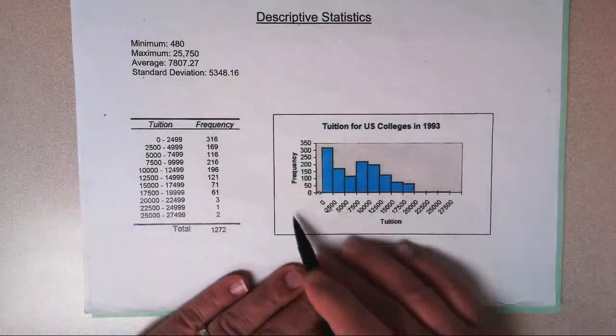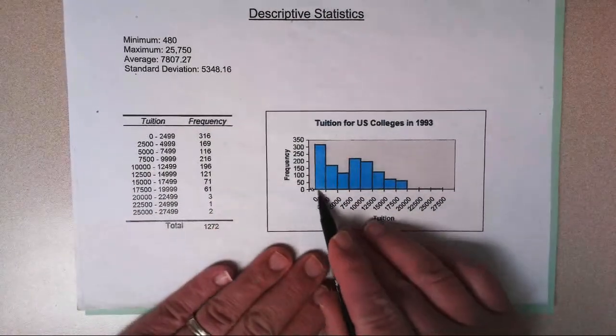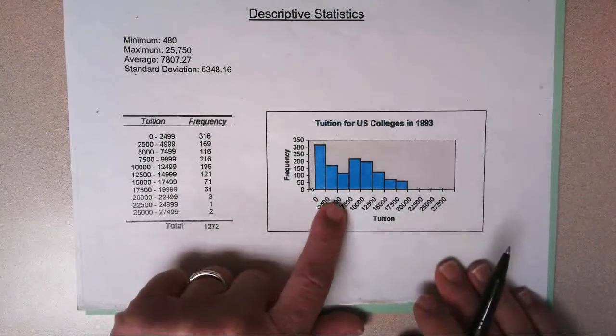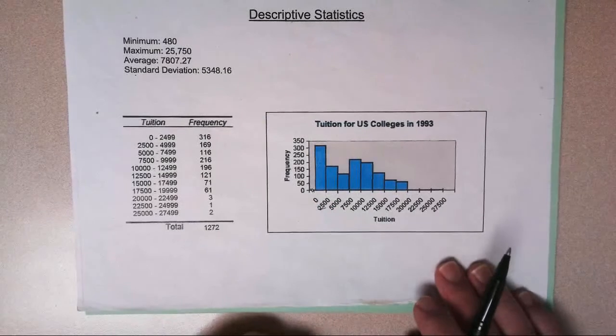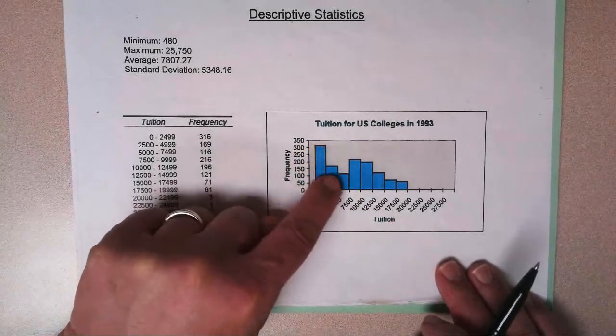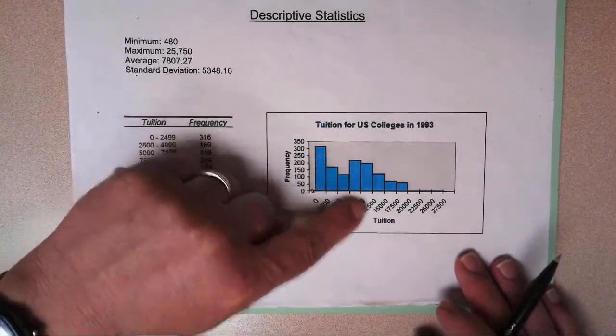And then you can make a diagram like this. This is called a histogram. You can see the intervals along the bottom, 0 to 2,500 to 5,000, 7,500, and so on. The height of each bar tells you how much data is in each of those intervals.